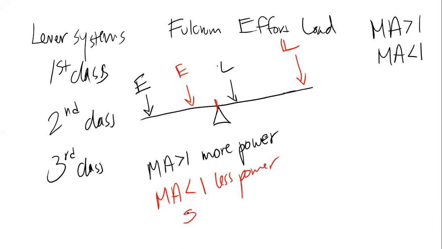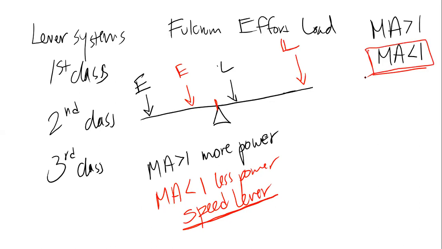But remember that there's a trade-off between power and speed. So when something has a mechanical disadvantage, you're gaining in speed as your output. So you can have a power lever or a speed lever. A power lever has a mechanical advantage and a speed lever has a mechanical disadvantage.